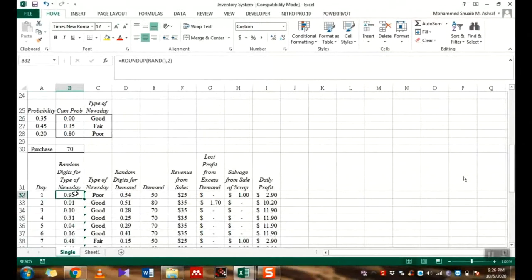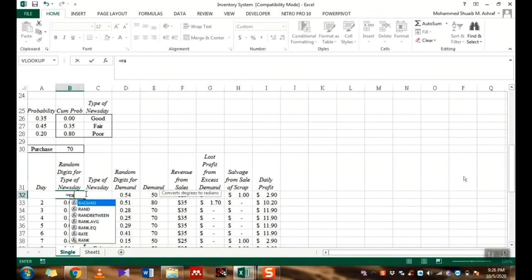Next is the random digit for news day. For this we have used the random function. In the previous problem we did not use the random function. You can use round up or it is up to you. Simply, if you like, you can use the rand function also.